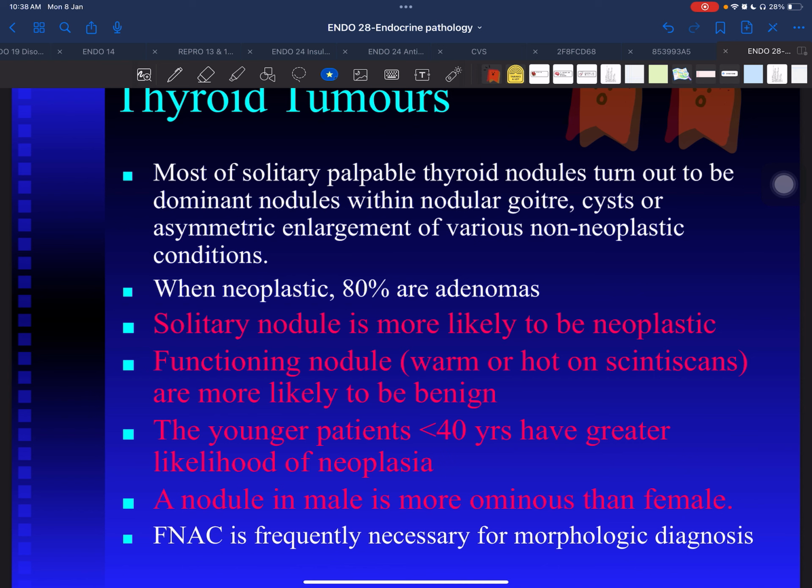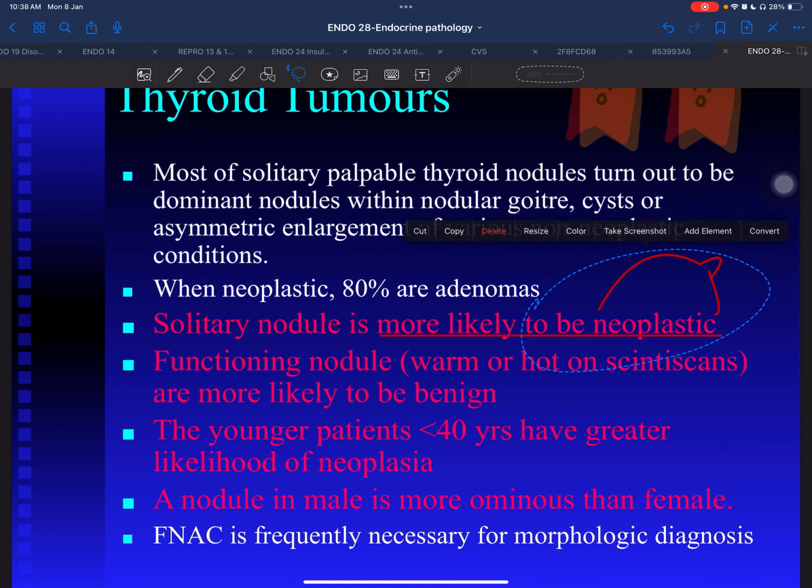80% of thyroid tumors are actually benign. They are adenomas. Okay. Solitary nodule is more likely to be neoplastic. Kalau yang lain tak bengkak, tiba satu je keluar, yang tu selalunya tumor. Okay. Tapi kalau in general you pegang yang lain pun besar juga, ada satu yang prominent, that is goiter. Tapi satu dia je yang bengkak, that is usually tumors.